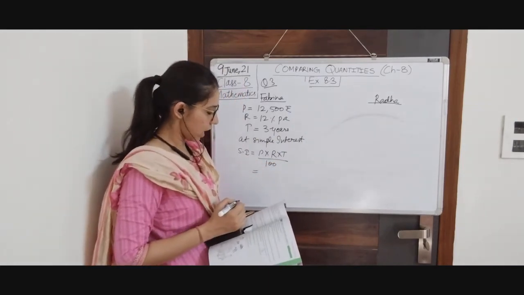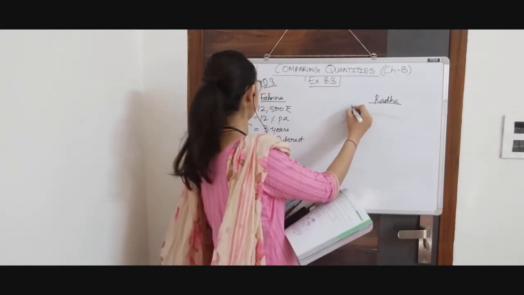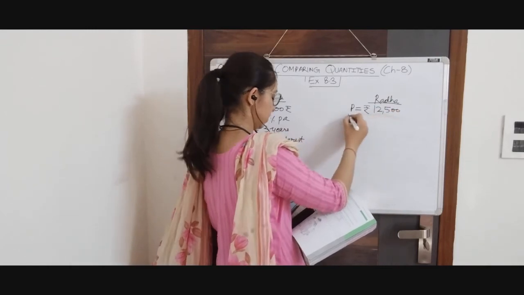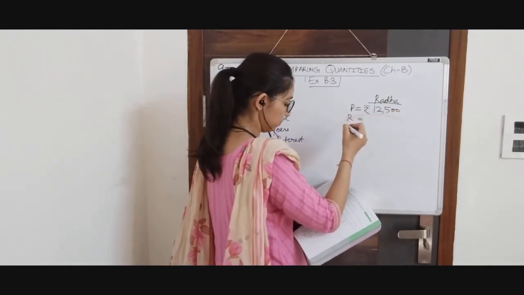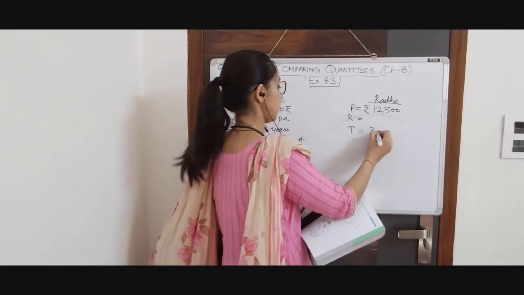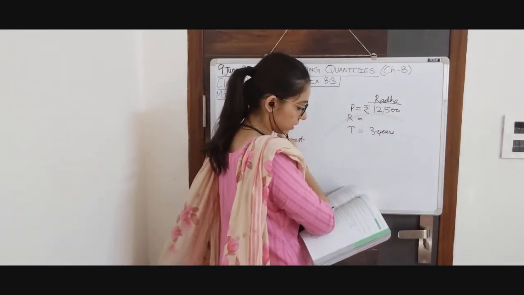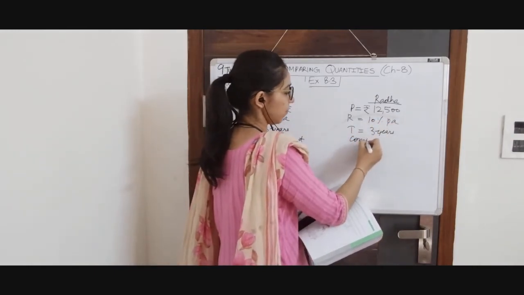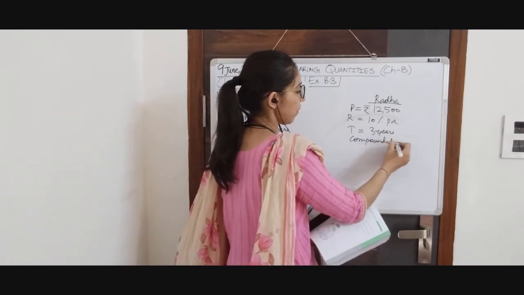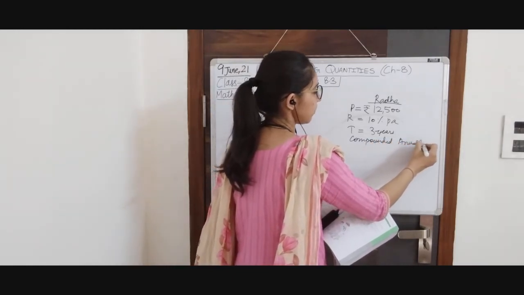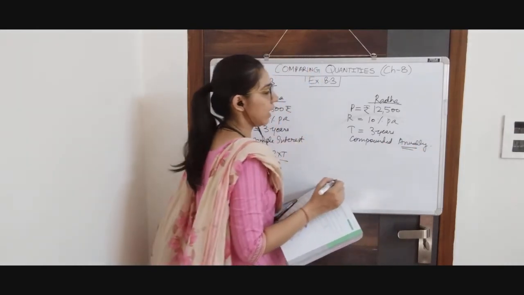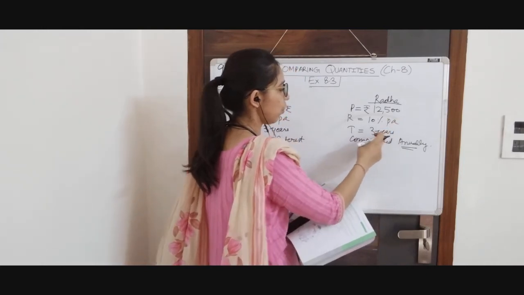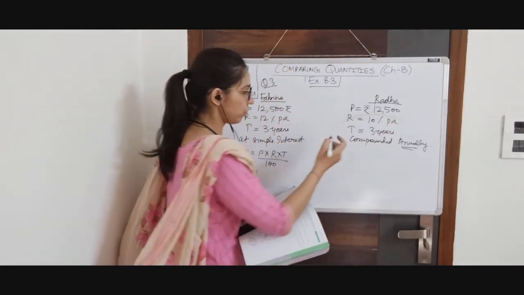Okay. For Radha, she borrowed the same amount. It means your P is 12,500 rupees for the same time period. It means time is 3 years and rate is 10% per annum, compounded annually. Compounded annually means you have to find out the compound interest, and the rate and time are calculated at completion of 1 year. It means here it is a year, so no need for any adjustment. We will directly use the formula.